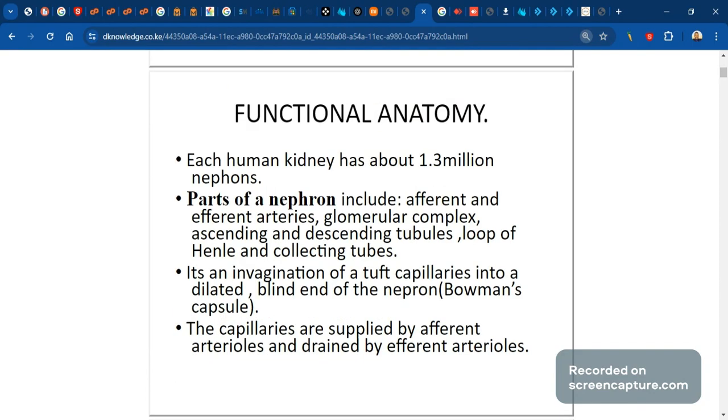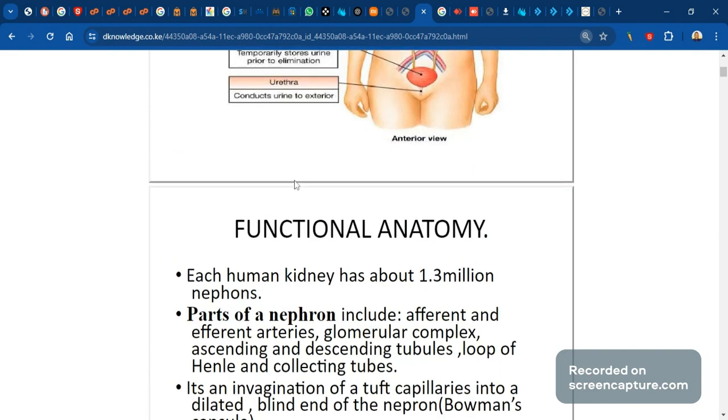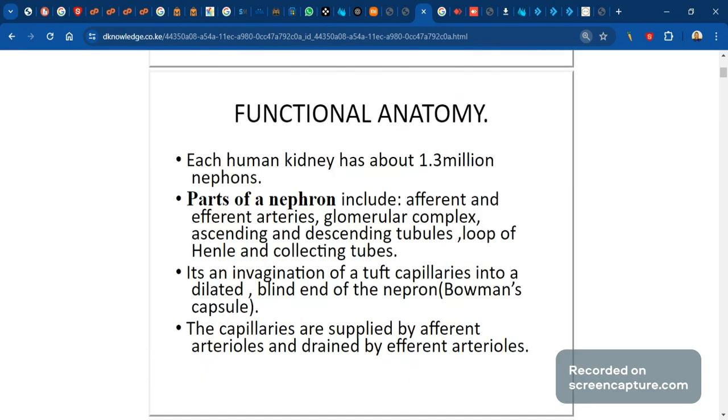Now, the functional anatomy. First of all, you need to know that inside the kidney we have a part called the nephron. And the nephron has many other parts, okay? The nephron is very small. You cannot easily see it with the naked eye. But one kidney will have about 1.3 million nephrons.